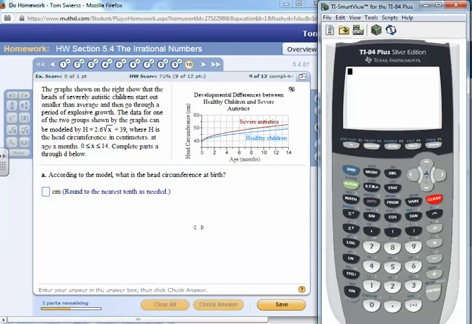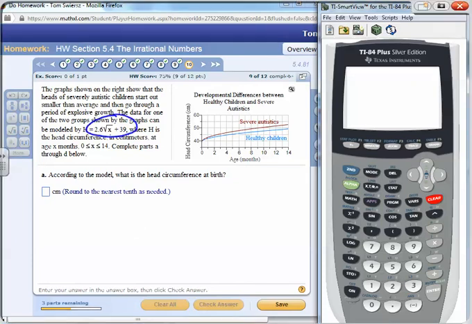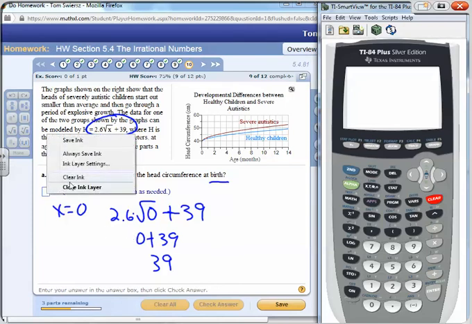According to the model, what is the head circumference at birth? So again, the model here is h equals 2.6 times the square root of x plus 39. The x is the months, and at birth, of course, the month is equal to 0. So x equals 0. So it'll be 2.6 times the square root of 0 plus 39. Square root of 0 is 0. Any number times 0 is 0. So 0 plus 39. The arithmetic is very easy, faster to do with pencil and paper. So it would be 39. So at birth, we would get 39 centimeters.